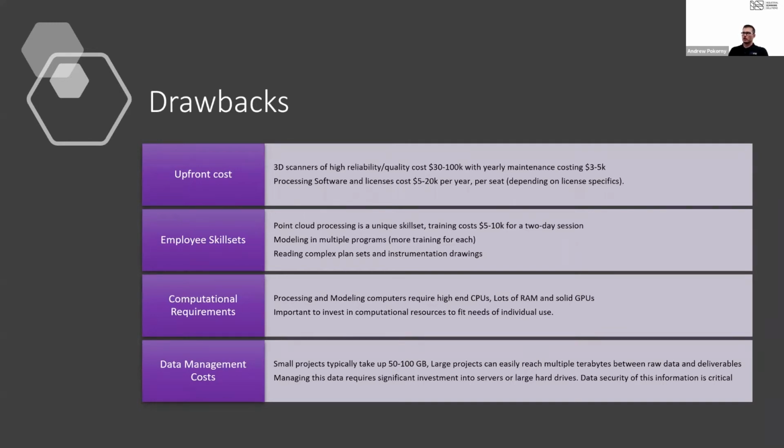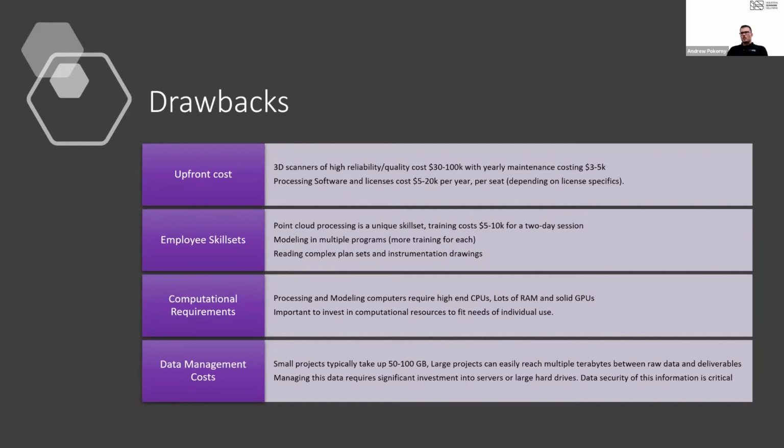Also, the employee skill sets, that's a big one. Some companies are hesitant to get into it because you don't know what your existing employees are capable of doing. Point cloud processing is a very unique skill set, and training on it, I think we quoted not that long ago about $7,000 for a 2-day Zoom call to go through some of these programs. I mean, it's significant.